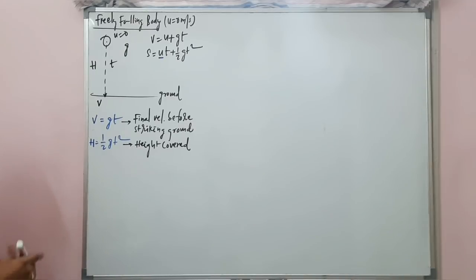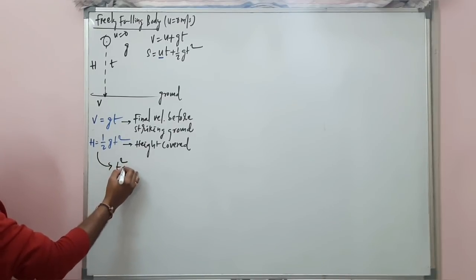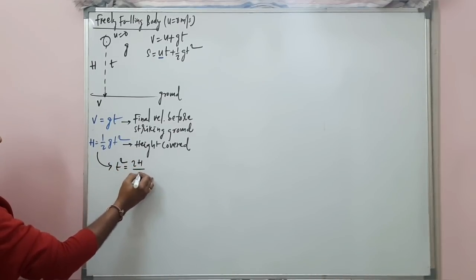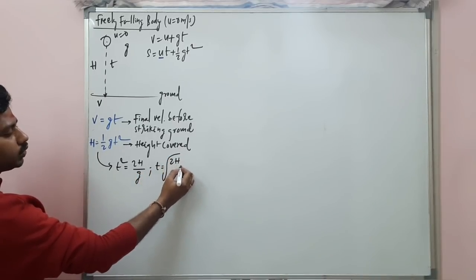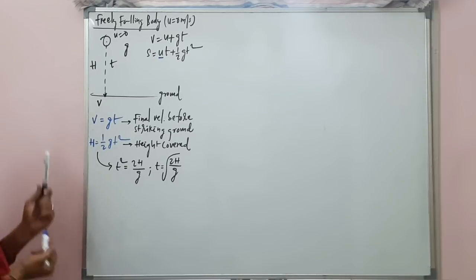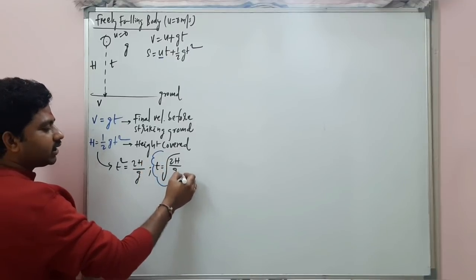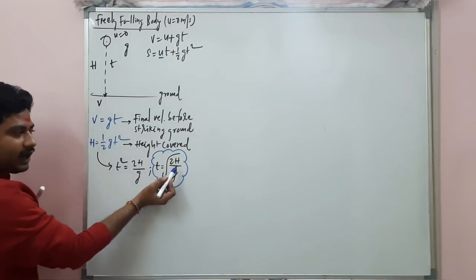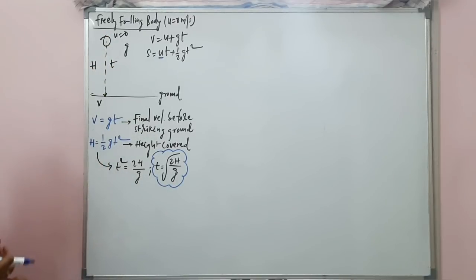Okay, and one more. From this only you get an equation. If you carefully see, it is t square is equal to 2h by g. From here t is equal to square root 2h by g. Carefully see, what is this equation? This equation is the time taken by a freely falling body to reach the ground, right? From some height, time taken by the freely falling body to reach the ground.